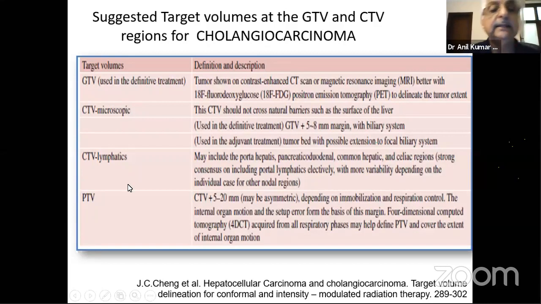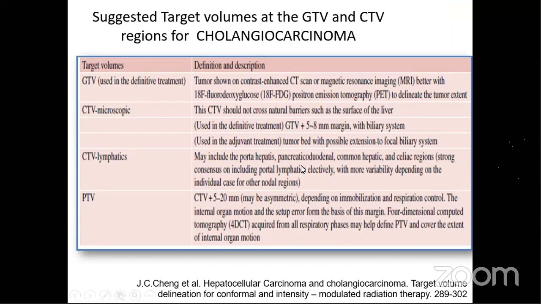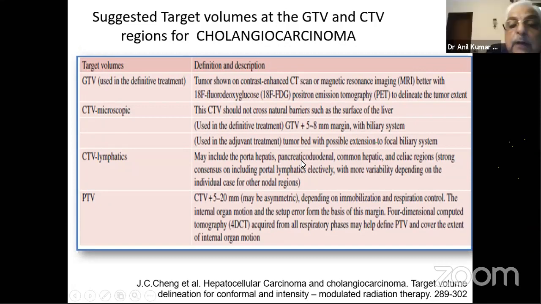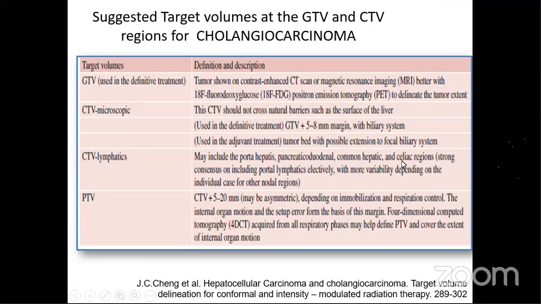Then these are the lymph nodes. So which are the draining lymph nodes? I will show you 2-3 slides on this. You should include porta hepatis, pancreatoduodenal, common hepatic, celiac. However, splenic hilar, you may not take if 1 or 2 lymph nodes are involved, a good sampling has been done, you may avoid splenic hilar. But this area, porta hepatis, pancreatoduodenal, common hepatic and celiac lymph nodes have to be treated electively.